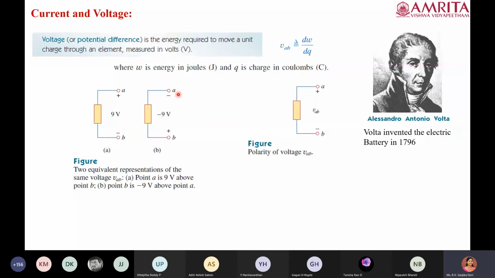So if you are finding VAB, VAB in the second case is minus 9 volt, whereas VAB in the first case is plus 9 volt. So that's about the voltage or the potential difference.